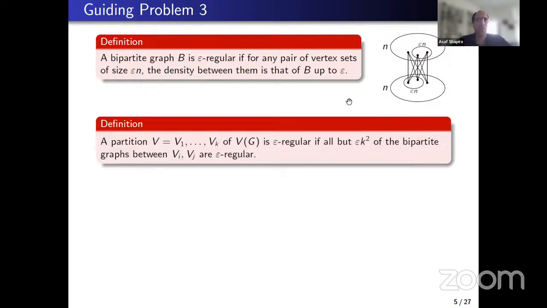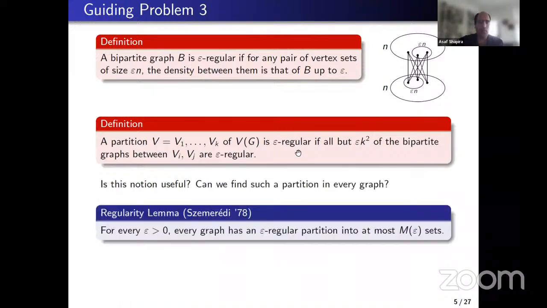You may wonder, is it even useful? So now let's say that a partition of the vertex set of a graph into k sets, V1 up to Vk, is epsilon regular if almost all pairs of bipartite graphs between Vi and Vj are epsilon regular. Is this notion even useful? And if it's useful, is it true that every graph has such a partition? What the regularity lemma of Szemerédi states is that for every positive epsilon, there is an integer M of epsilon, such that every graph, no matter how large it is, contains an epsilon regular partition.